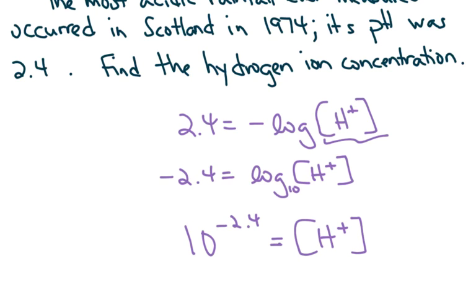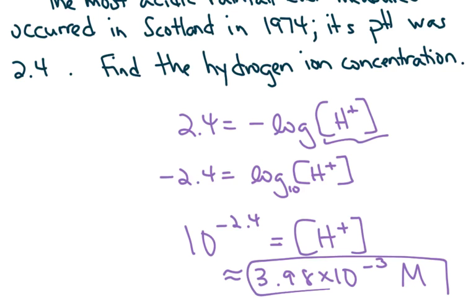So 10 raised to the negative 2.4 in scientific notation, let's see, is going to be approximately 3.98 times 10 to the negative 3rd moles per liter.